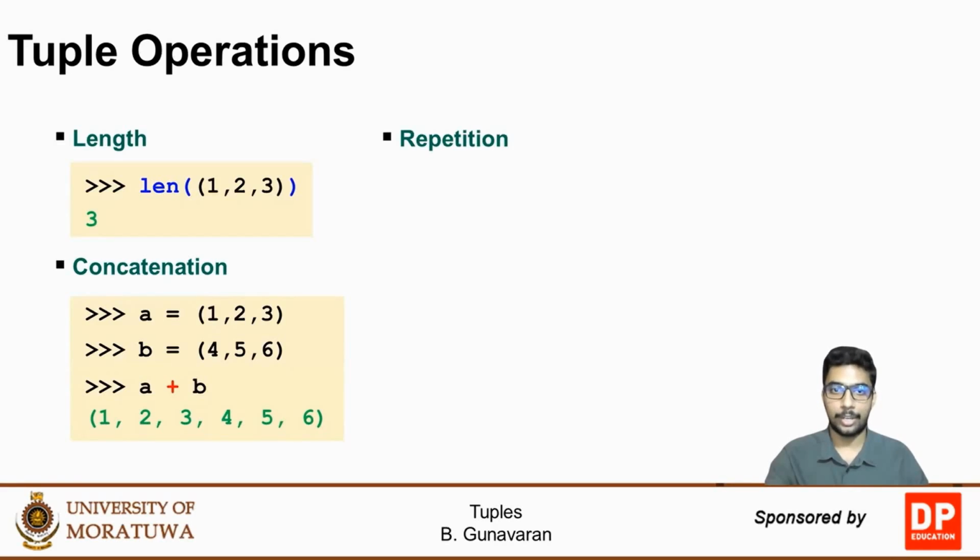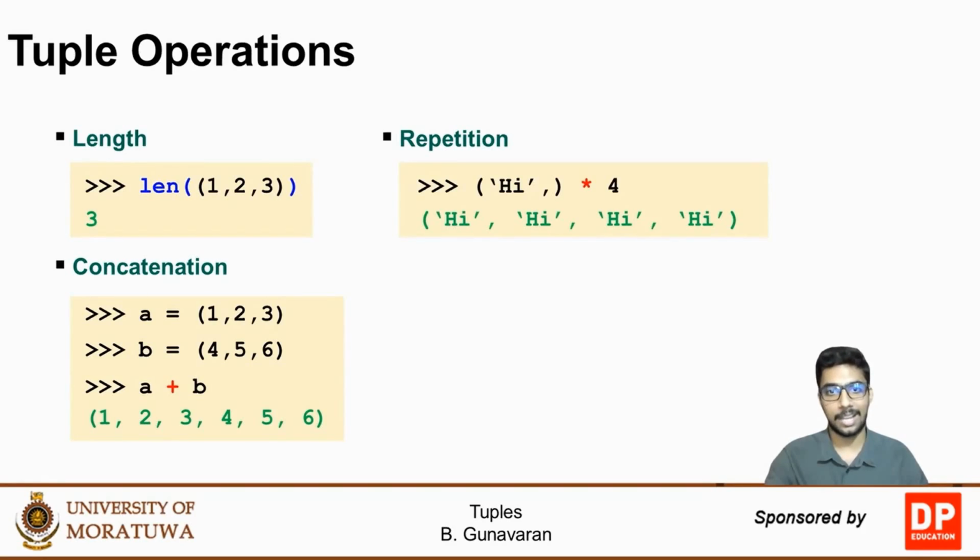The third operation we are going to look at is repetition. Looking at an example will make it easier to understand how repetition works. The tuple here contains the string hi. If you multiply this tuple by 4, the contents within the tuple will be multiplied 4 times as shown here. Note that we are not getting 4 separate tuples, but 1.